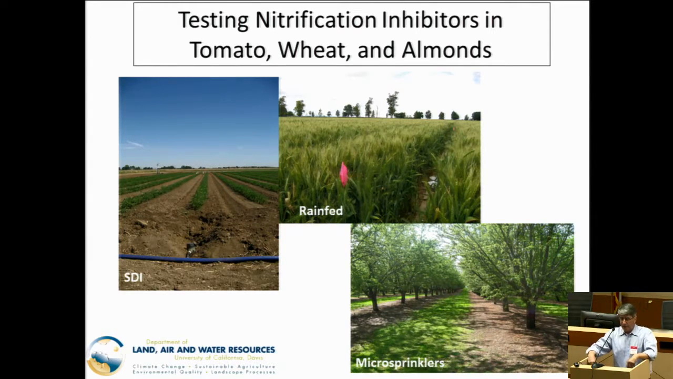I'm going back now to the nitrification inhibitors, because we tested them in field experiments in tomato, wheat, and almonds. In tomato, it was drip irrigated, and wheat is an entirely different system. That's grown in the winter. It's rain-fed. And almonds used micro sprinklers, and the fertilizer and inhibitor were applied through the micro sprinkler system.